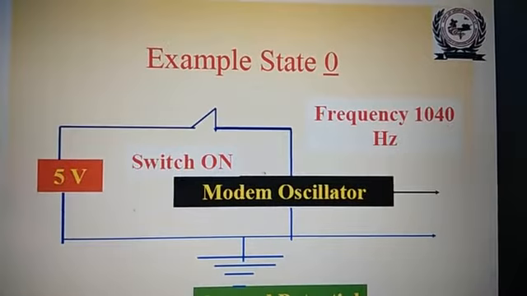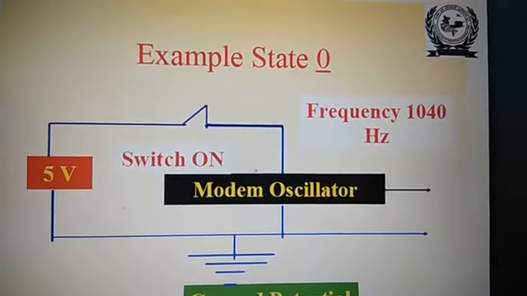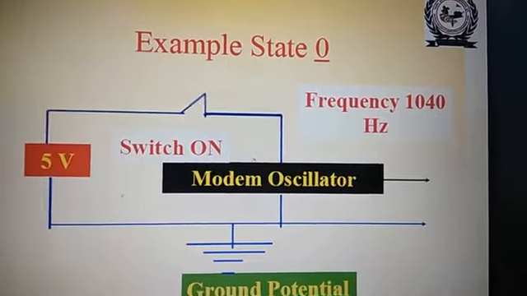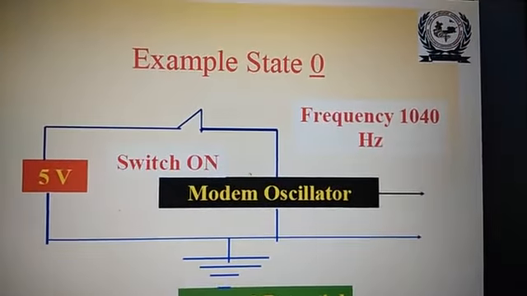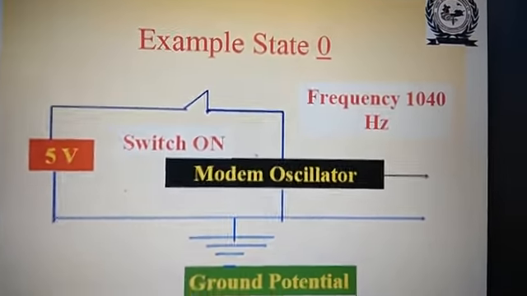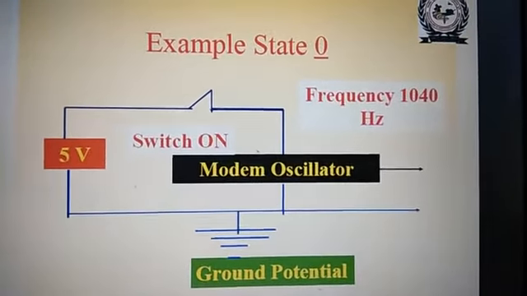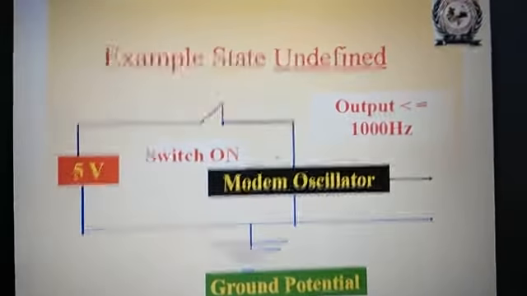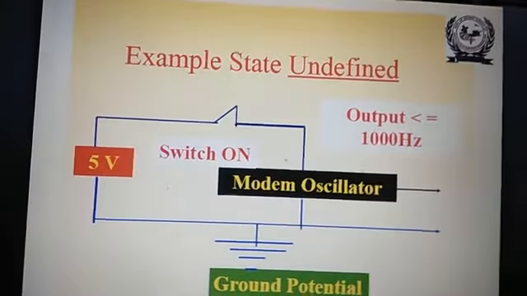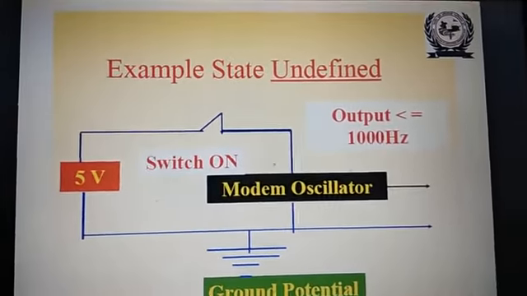In the case of negative logic, 0 is 5 volt, switch is on, and the frequency is 1040 Hz, where we use the modem oscillator here, and this is called the 0 logic. This is undefined, as we have seen previously. This is the undefined state.